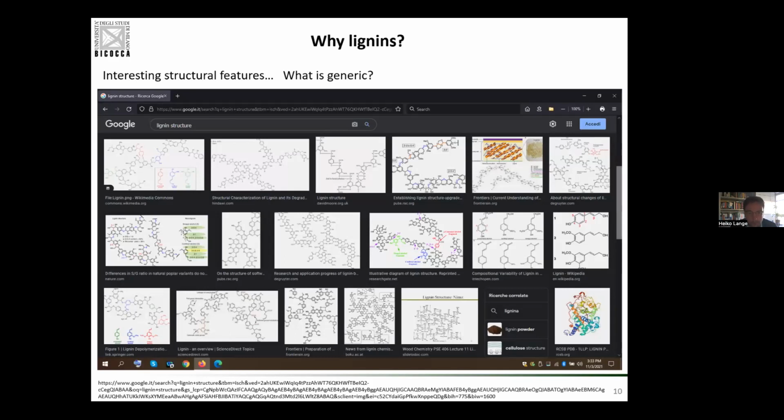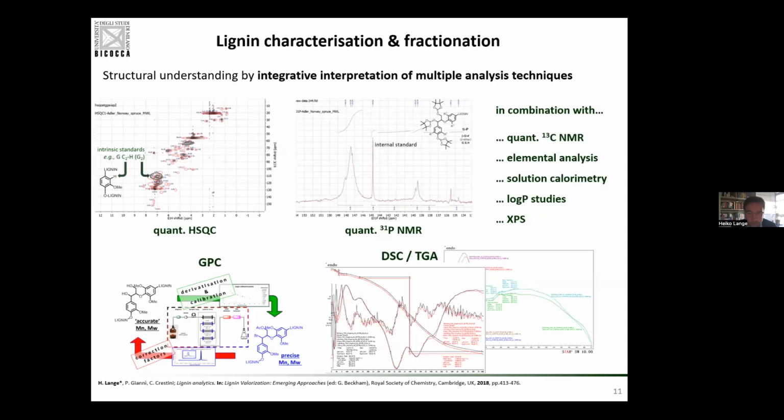Well, if you type lignin as a lignin structure into Google, you get all these types of images because everyone working with lignin does his or her type of analysis and comes up with his or her interpretation of the structural features. There are some things that are not discussed anymore. There are lots of other things that are still under discussion because our analytical methods are, let's say, not perfect in a certain sense, but we have to make an effort in order to combine different types of analytics.